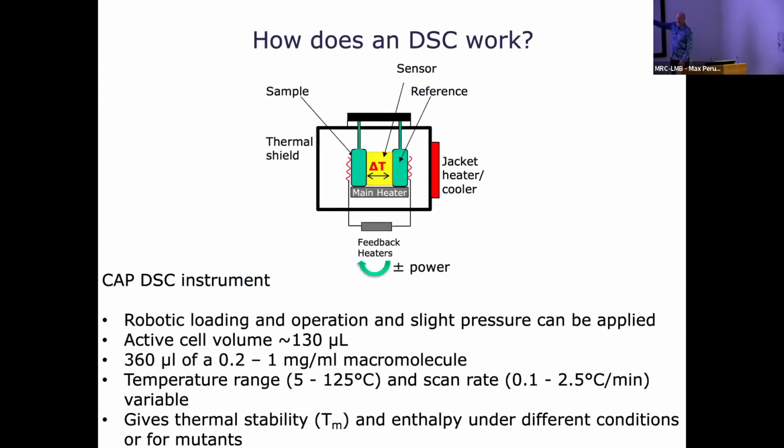So what does it look like? Well, it looks pretty similar to an ITC, except there's no injector. You've got two cells, one with a reference, one with a sample. And again, it's trying to keep the temperature difference the same between the two cells. But this time you're going to have a main heater, which is going to ramp up the temperature of both those cells as well. So it's again got feedback to try and keep this temperature the same.